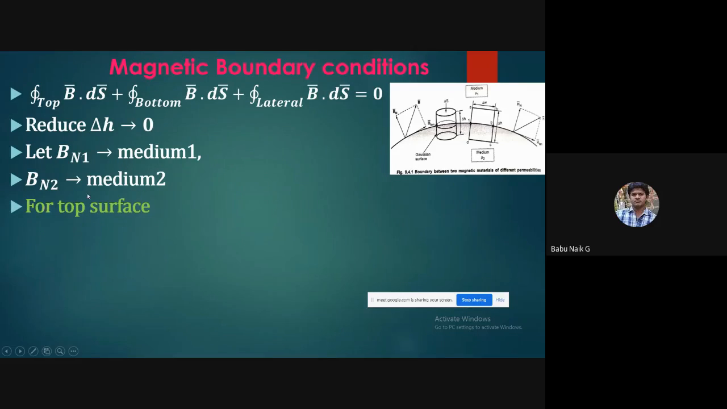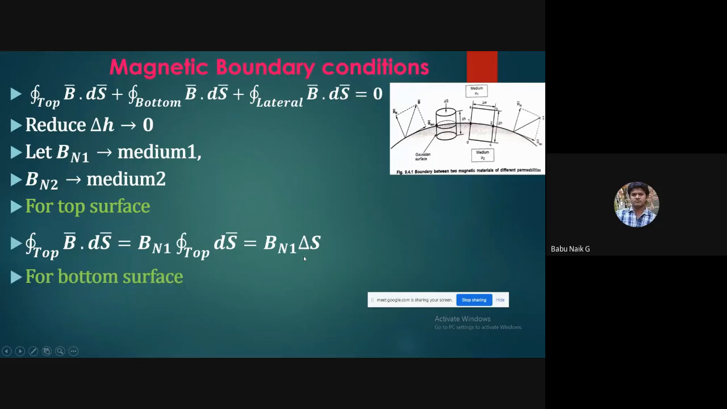Now you can calculate the top surface. From the Gauss law, the integral of B bar dot ds over the top: Bn1 is constant along the whole boundary condition line, so you can take it out of the integration. That leaves Bn1 times the integral of ds over the top surface, which is delta s. So this equals Bn1 delta s, with delta s as a constant here.